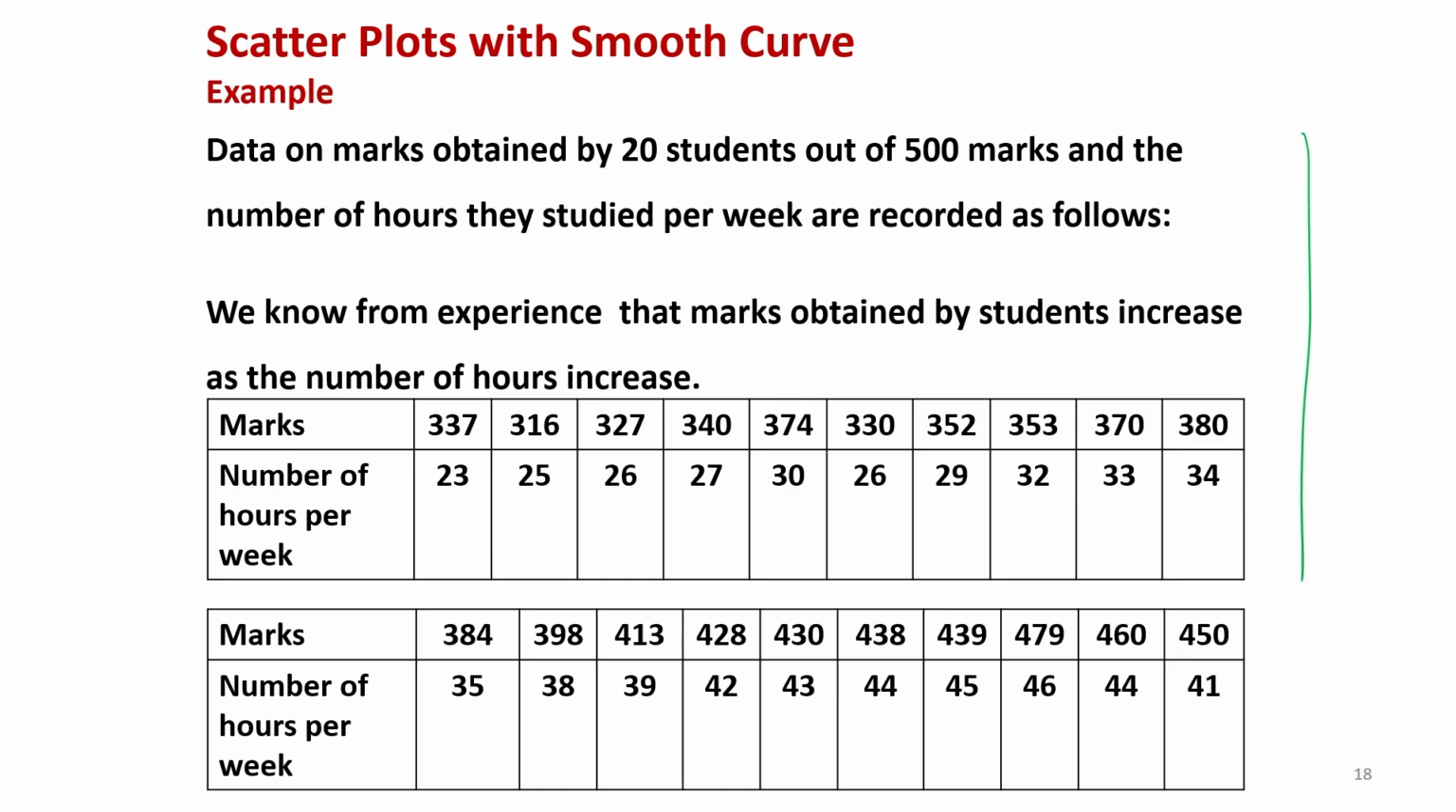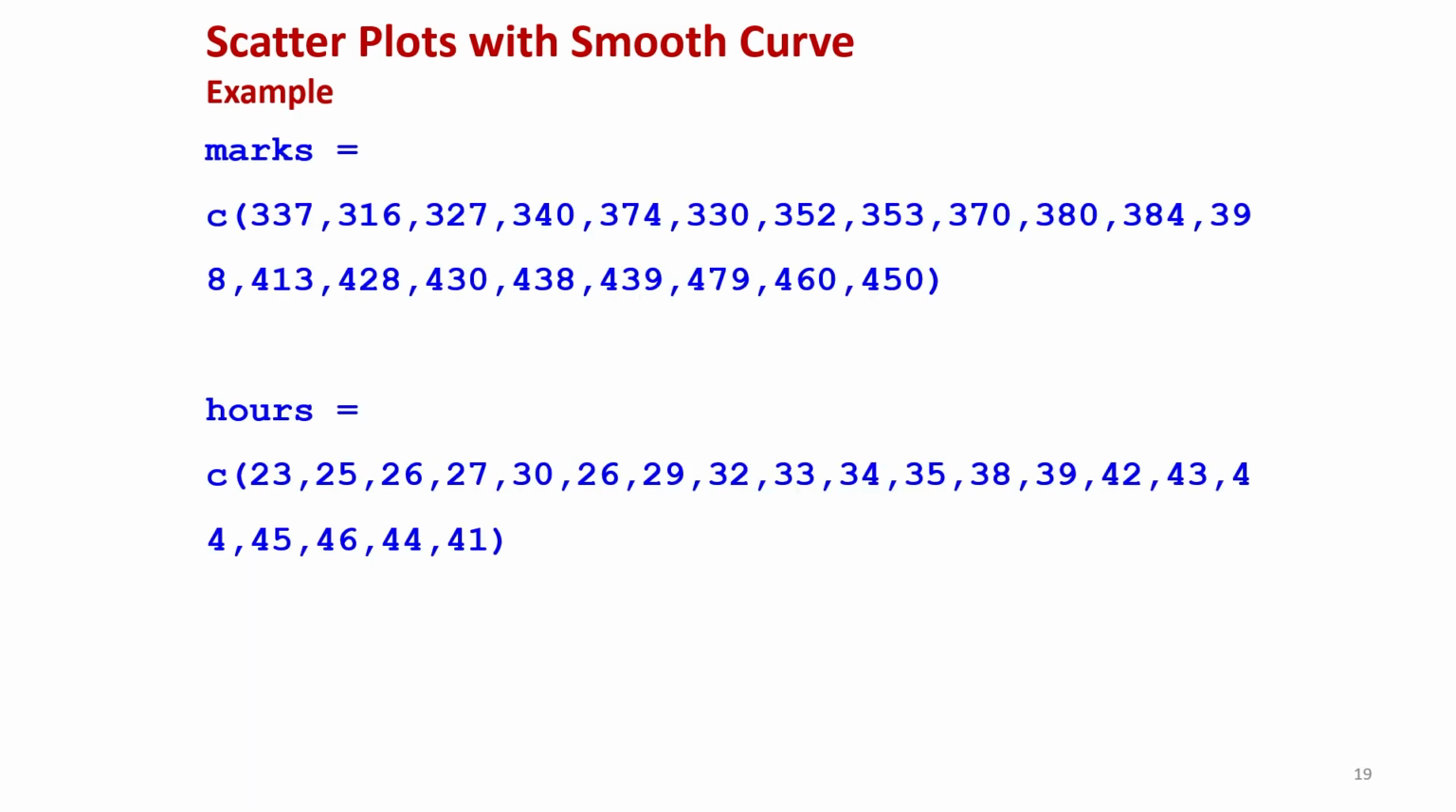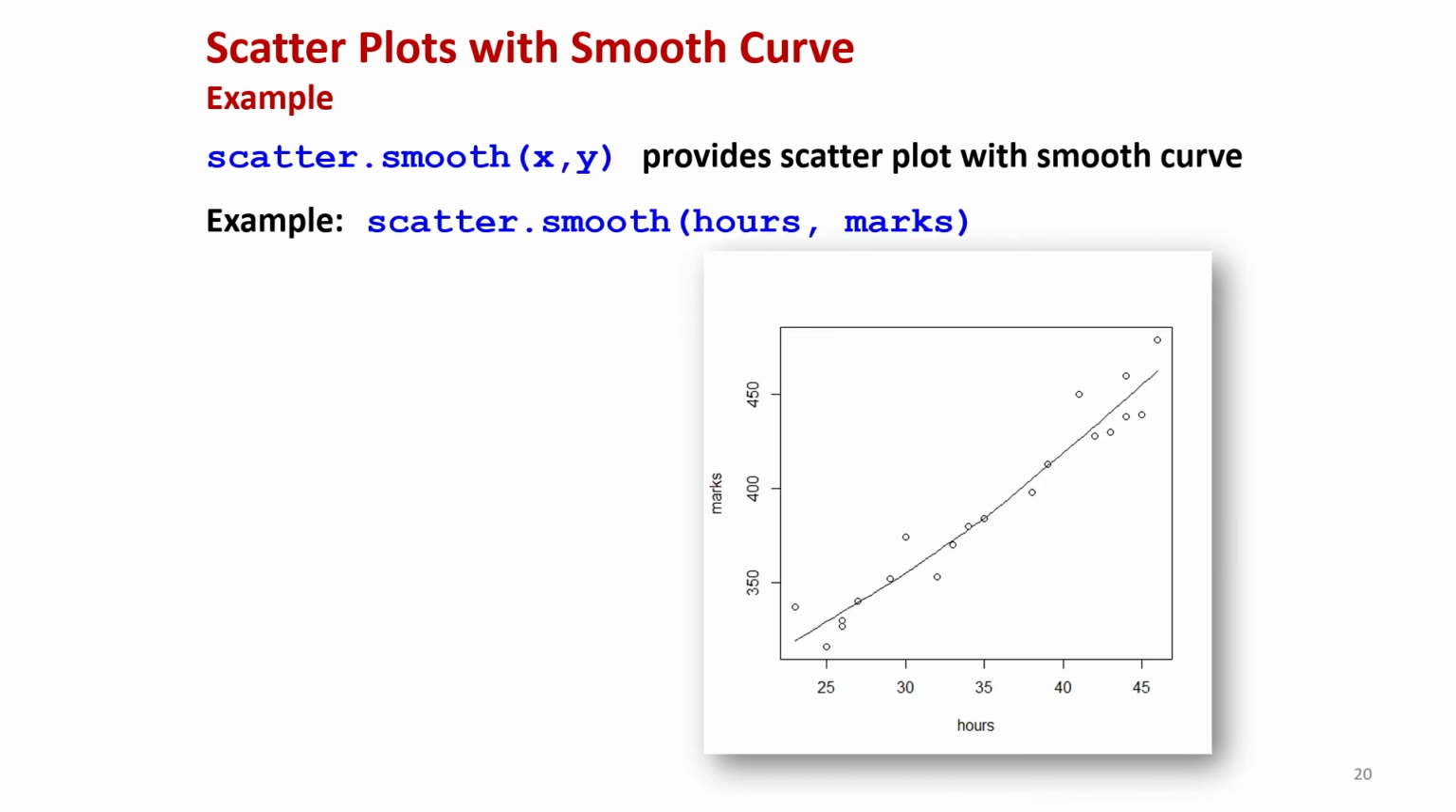So now I take here the same example in which we have collected data on 20 students about their marks out of 500 and the total number of hours studied in a week, right? And these have been stored in the data vectors here, marks and hours. I already explained how I have created these two data vectors so that you can understand it easily. Now I use the command scatter dot smooth x comma y, where x is my hours and y is my marks.